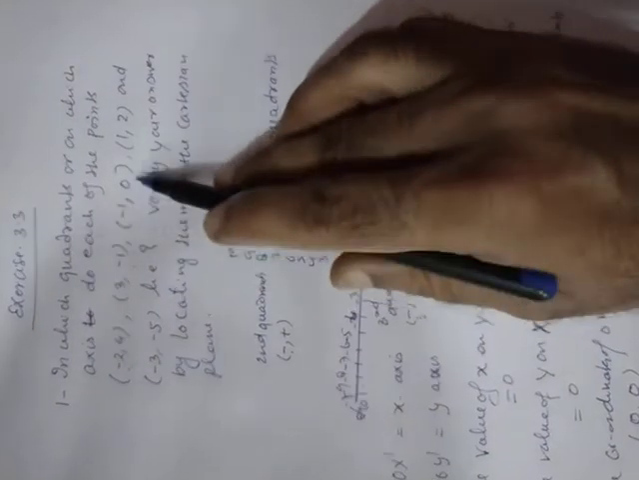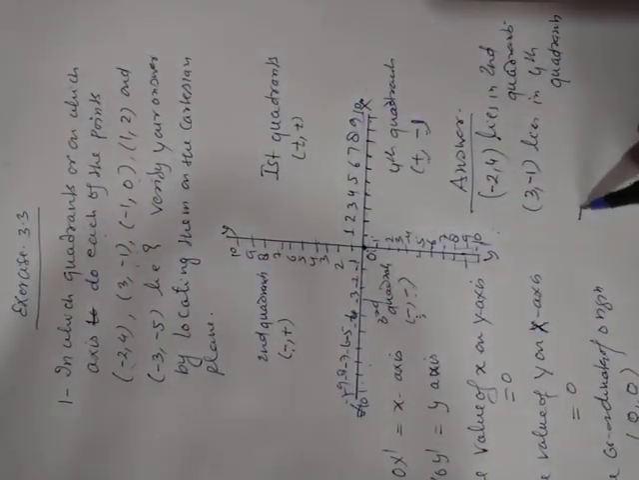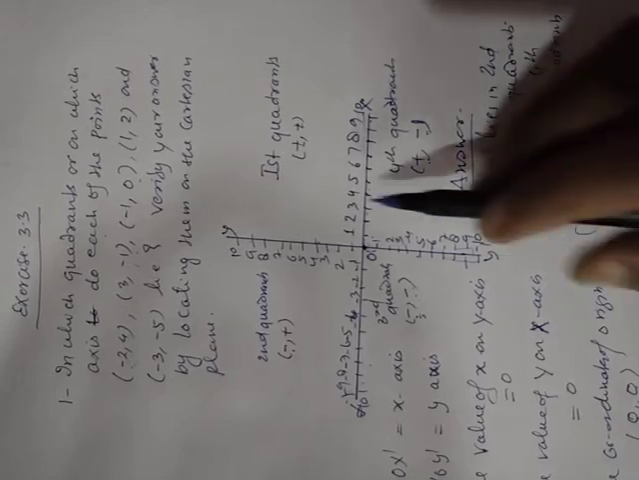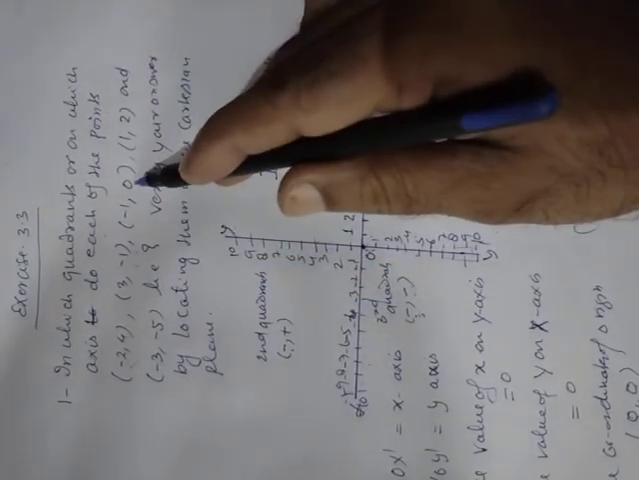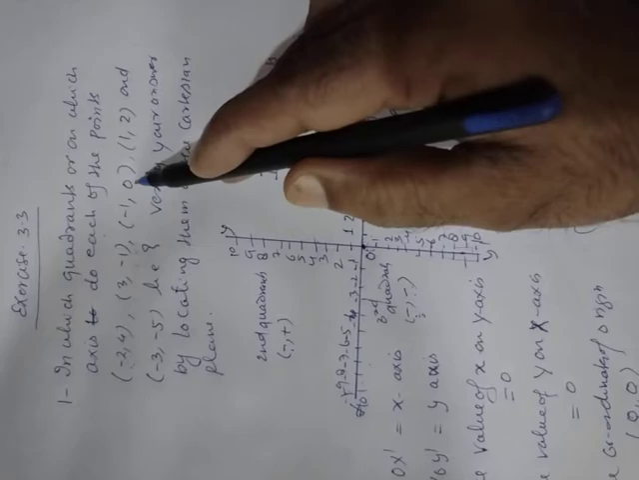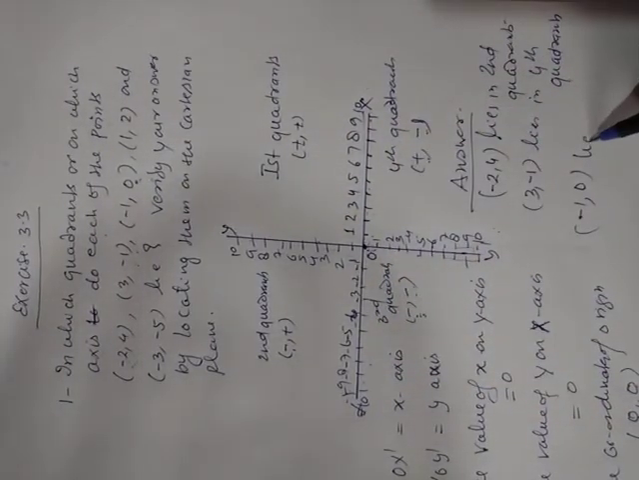Now we see (-1, 0). The value of x is -1 and the value of y is 0. So the value of y on the x axis is 0, so it lies on the x axis.